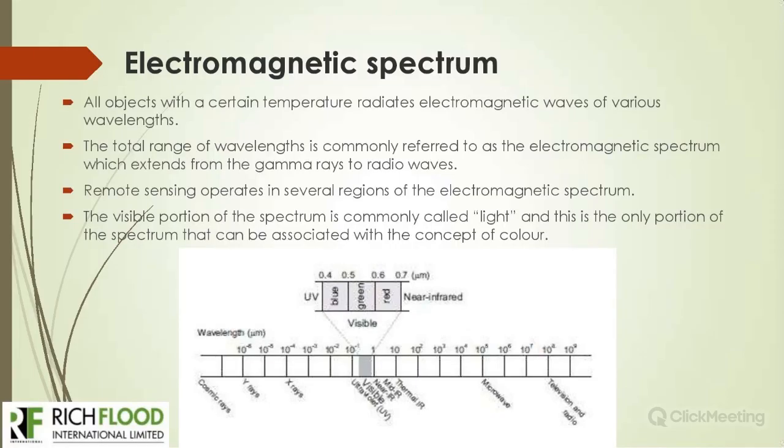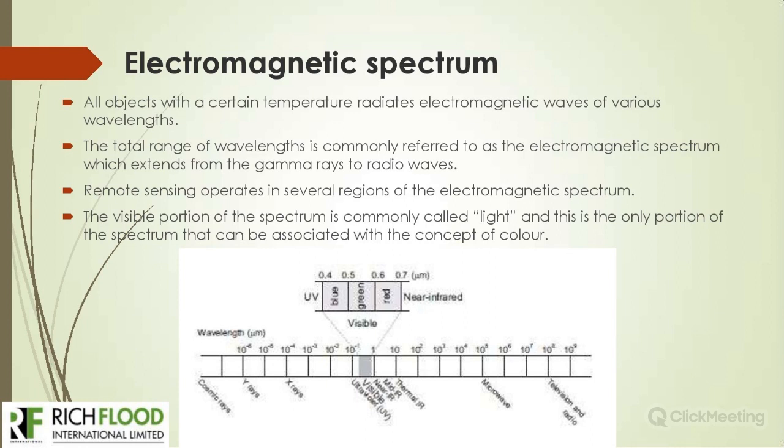So like we are trying to describe before, we talked about the properties on the Earth's surface having different electromagnetic spectrum and trying to give us various data depending on which wavelength or electromagnetic spectrum they actually fall within. So all objects with a certain temperature radiate electromagnetic waves of various wavelengths, like you can see in the diagram below.